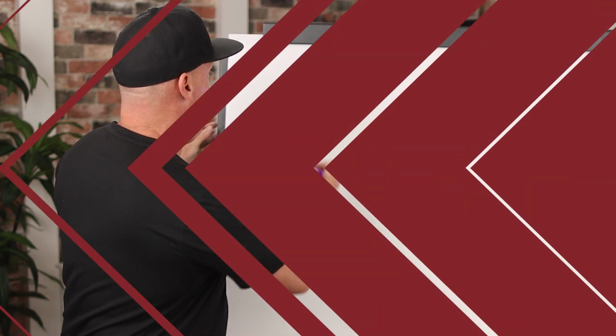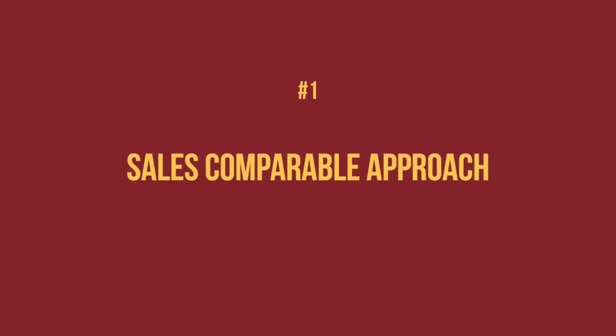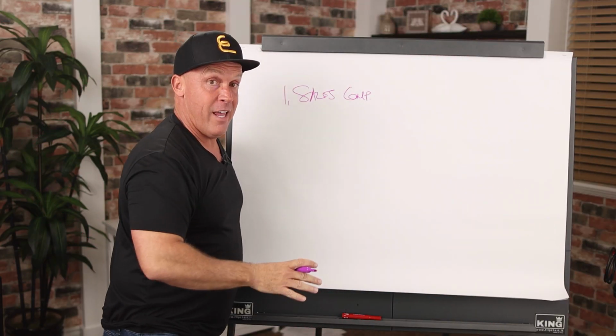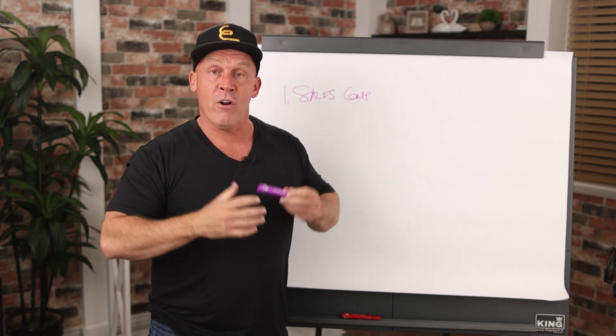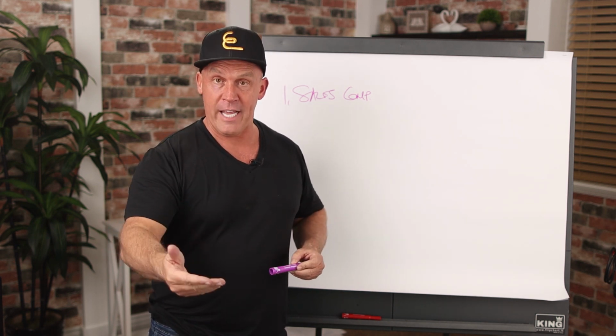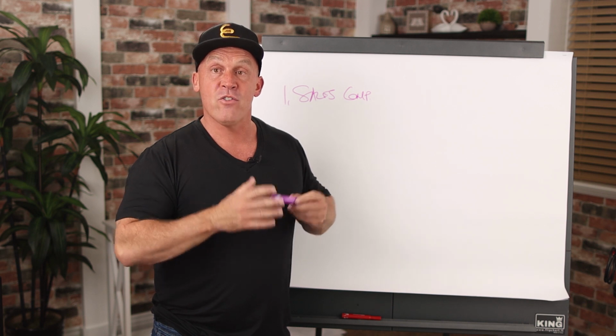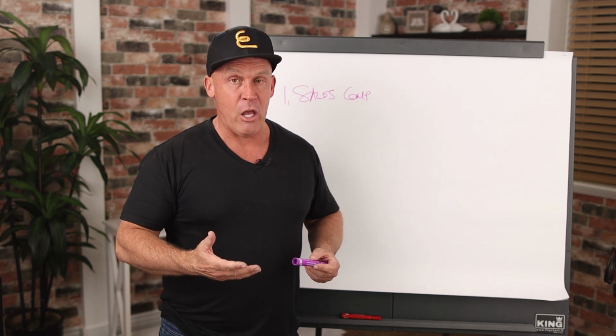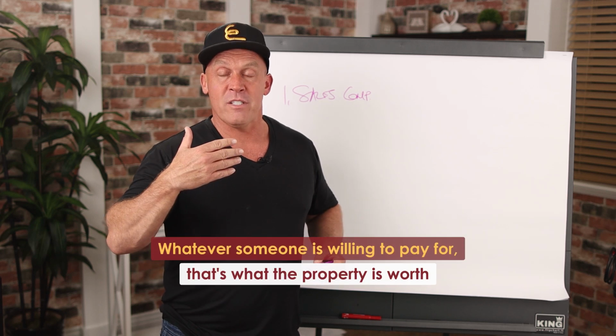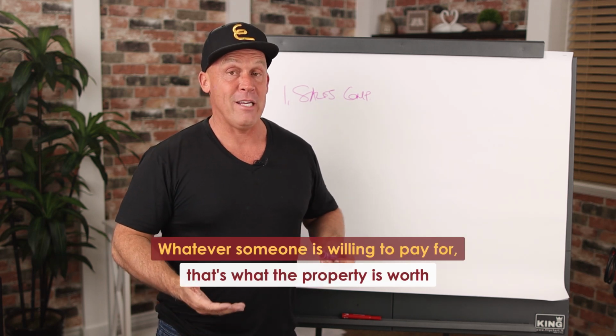The first one is the sales comparable approach. And you might refer to this as comps. Comps, that's short for comparables. And what you're looking for are like properties, similar to the one that you're looking at, that have sold recently. Because the market is really what determines the value of a property. Ultimately, whatever someone is willing to pay for it, that's what the property is worth.